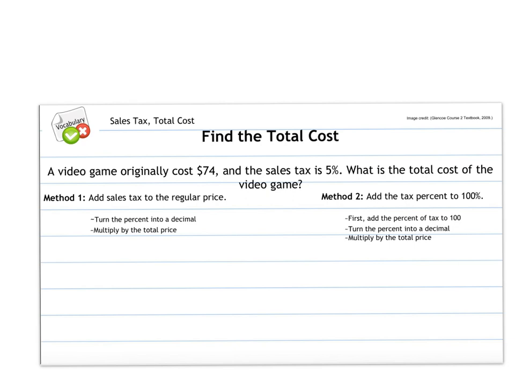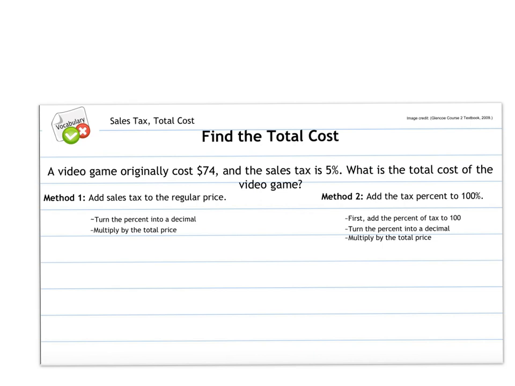So first of all, we're going to talk about sales tax and total cost. Your job today is a lot to find the total cost. Sometimes you might be asked to find the amount of the tax as well. There's going to be two methods to find a total cost of something, and both are just dealing with 100%. You're either adding first or you're adding later. So pick which one works best for you, and that is just fine.